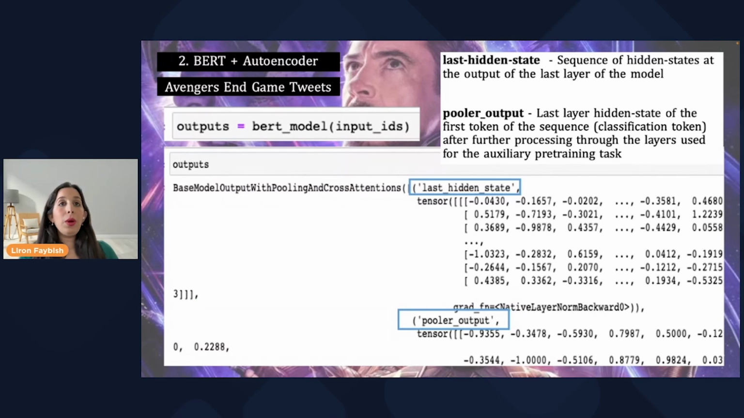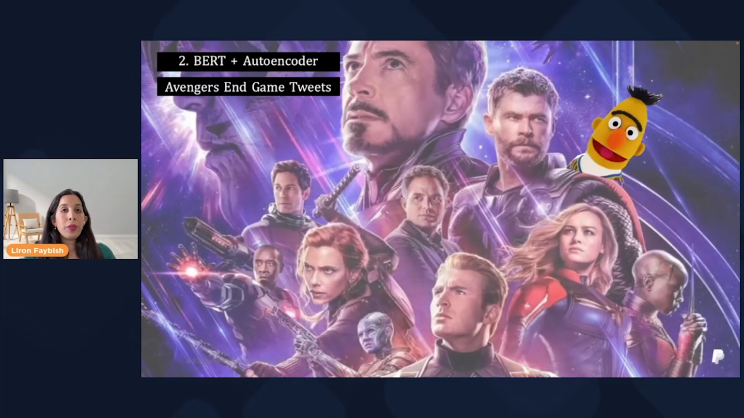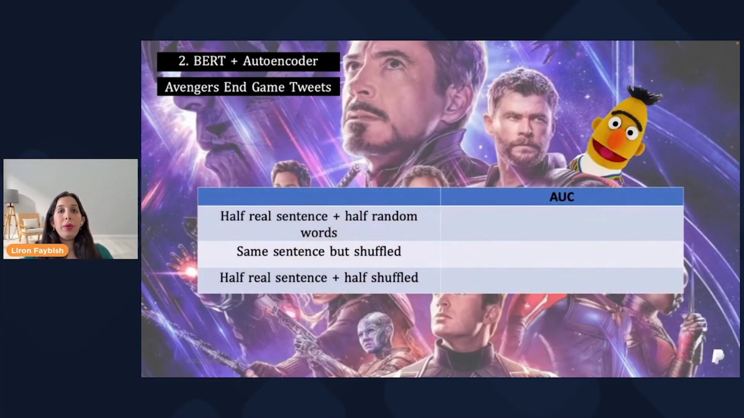So now we have our BERT model and the autoencoder that generates the reconstruction loss, and we can move on with our experiment. And if we are going back to our experiment where we tested different types of sentences, here we tested 3 out of the 4 scenarios we used in the previous experiment. We ignored the fully random sentences because we felt it was too easy for the model and doesn't reflect our mission.